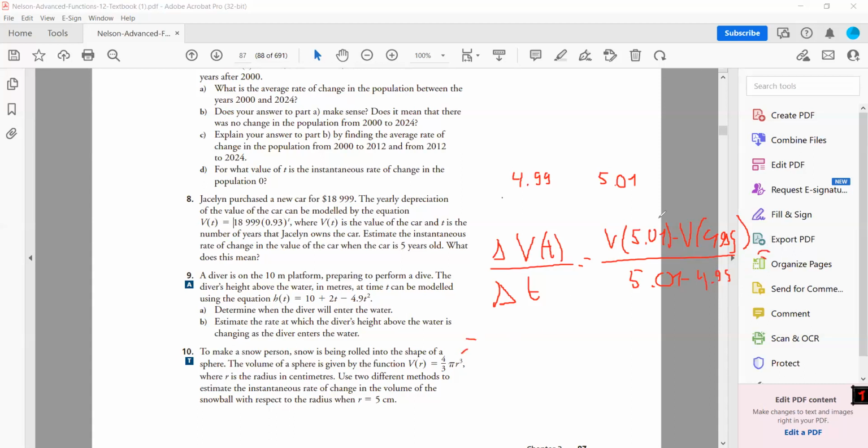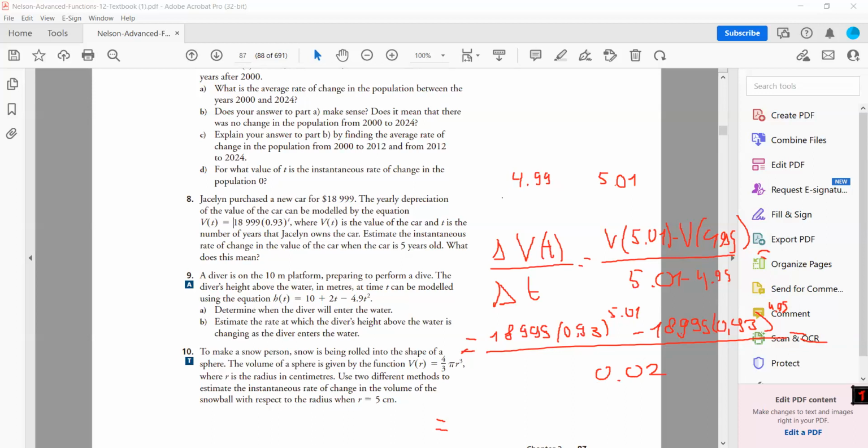Now let's evaluate the function for these 2 points. I'm going to have 18,999 times 0.93 to the power 5.01 subtract 18,999 times 0.93 to the power 4.99 divided by 0.02. That's my difference.